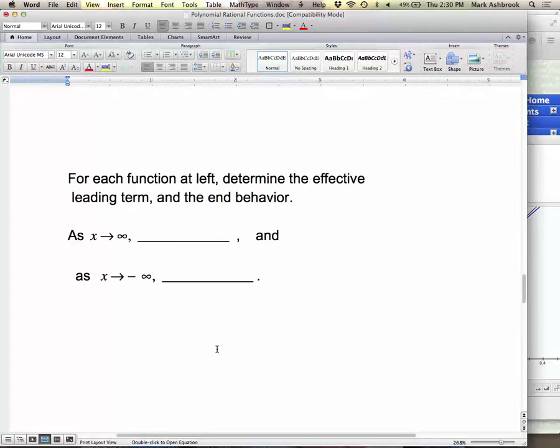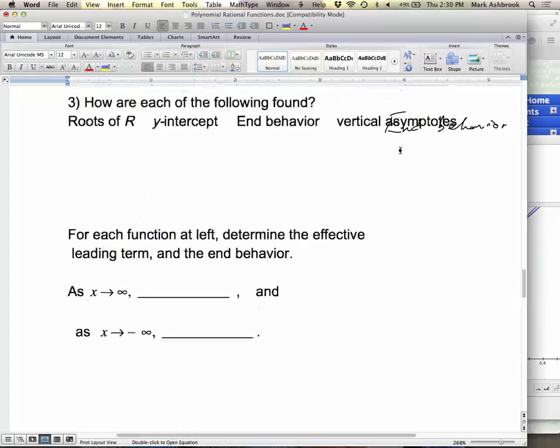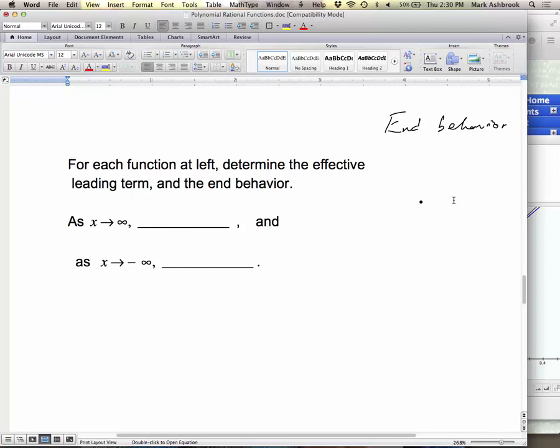So the end behavior of a rational function, so if we have our N(x) over D(x), what are we going to do? We're going to look at the leading term of the numerator. Why? Because when x gets really, really large, positive or negative, then that leading term is going to govern. And then we're going to look at the leading term of the denominator.